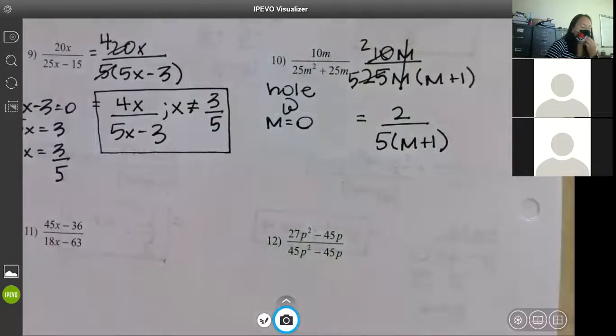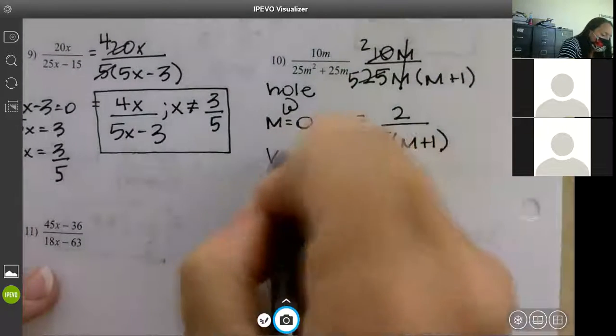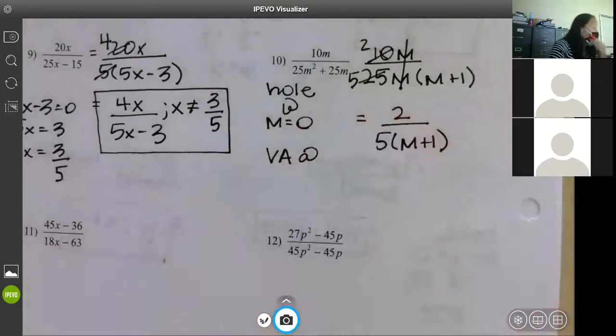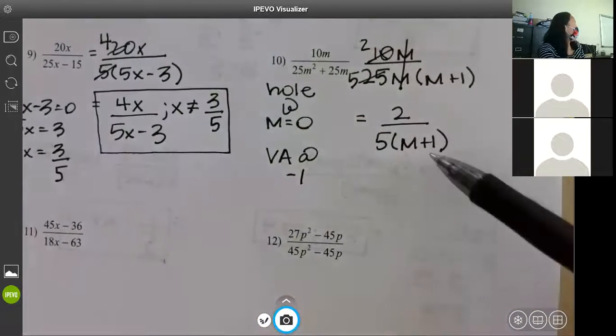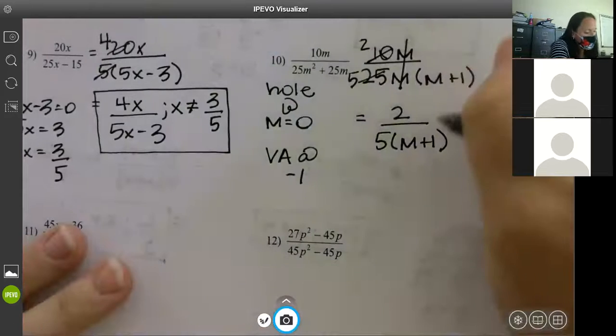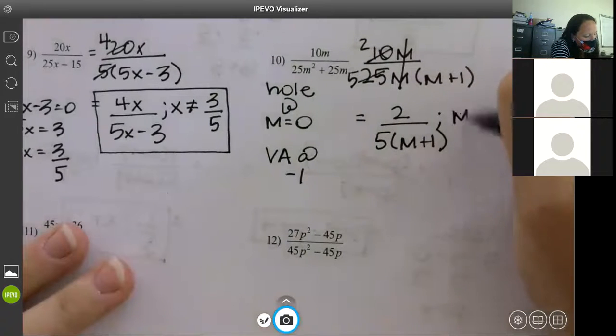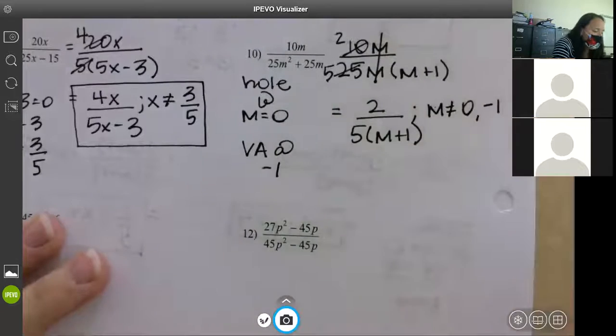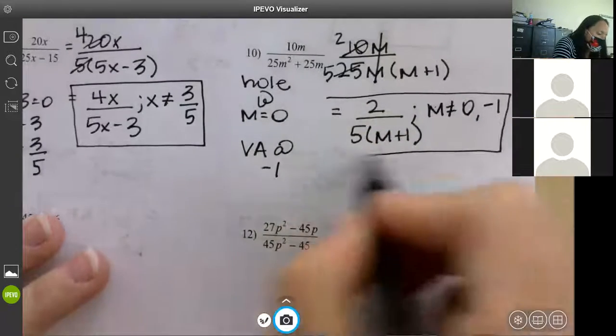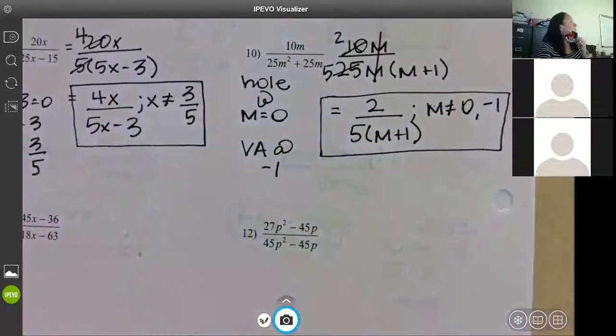Did I leave a variable in the bottom? Where? Where is that vertical asymptote going to be at? -1. We don't care about the 5, just the set of parentheses. So again, m cannot equal our hole at 0 or our vertical asymptote at -1. And I don't care which order you put it in. I just always do the holes first because we end up crossing out first. They might do it in numeric order and put -1 before 0. Doesn't matter at all. Okay.